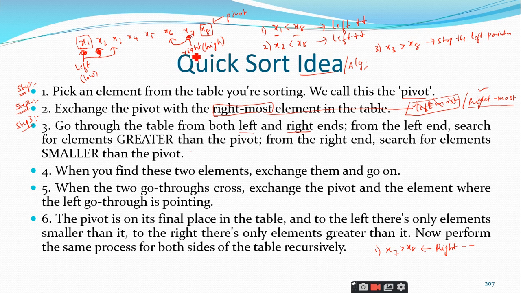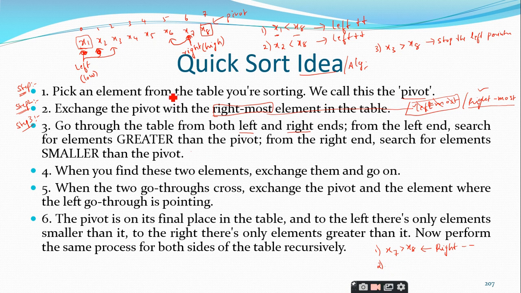What do you mean by pointers? They are nothing but indices: 0, 1, 2, 3, 4, 5, 6 and 7. So, initially you will make left 0 and right n minus 1, that is 7 minus 1, that is 6. So, if right is pointing to x7 and if x7 is greater than x8, you have to decrement the right pointer like this.